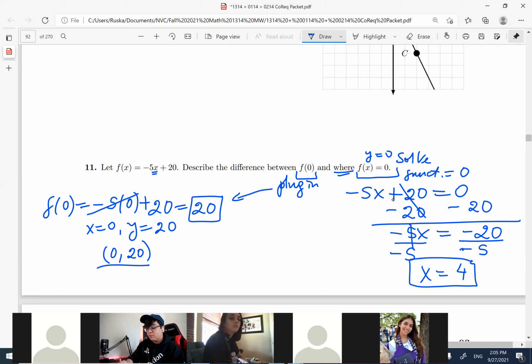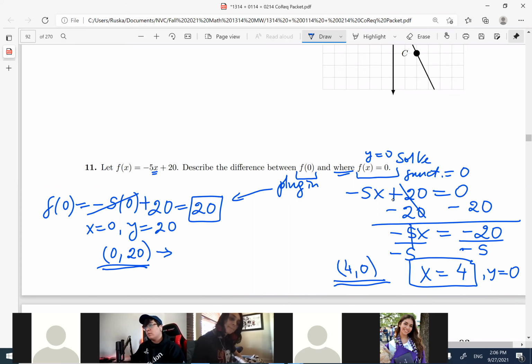Now, if they ask you to find where f of x is equal to 0, then in this case, x is 4 and y is equal to 0. So that's another point on the graph. What's going to be the point? (4, 0). Those 2 points are 2 different points on the graph, and they actually have specific names. Any point with 0 for x is called what kind of intercept? Y-intercept. Good job, that's the y-intercept.